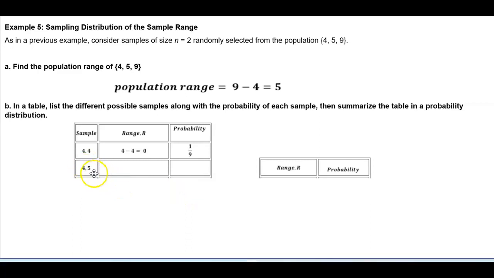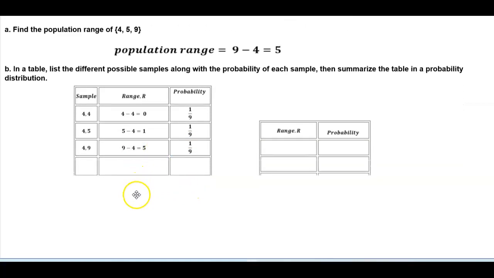The next sample is going to be 4 and 5. So if we take 5 minus 4 to find the range, that equals 1. Therefore, the probability of that is 1 out of 9. The next sample is 4 and 9. So if we take 9 minus 4, that gives us 5. And we have a probability of 1 out of 9 for that.